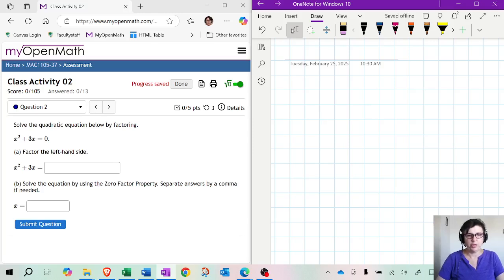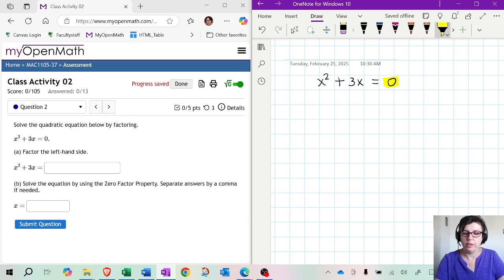Okay, guys, in this question, we are going to continue solving quadratic equations by factoring. So first we got x squared plus 3x equals 0. In order to solve by factoring, the first thing you need to understand is that the right-hand side must be 0. And if it's not, then you would have to make it 0 by subtracting or adding whatever you need to do to move all the terms to the left-hand side. Now, over here, the right-hand side is 0, so we are good to go.